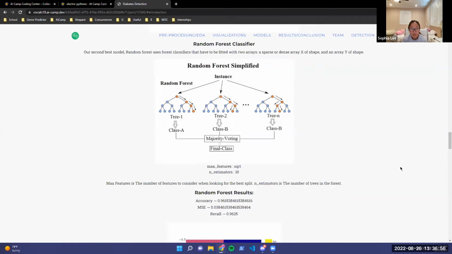The best parameters for random forest were max features and estimators. Max features is the number of features to consider when looking for the best split, and estimators is the number of trees in the forest. The results for random forest show that it's the second best model out of the 3.